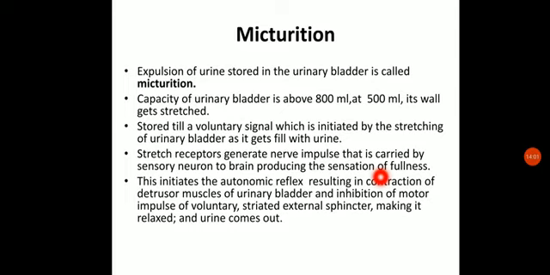We have seen the different types of muscles in the urinary bladder. The detrusor muscles are the muscles particularly responsible for its contraction. So there will be contraction of the detrusor muscles of the urinary bladder and inhibition of motor impulse of the voluntary muscles, the striated external sphincter. Due to this, the external sphincter will get relaxed and the urine can come out. This is under regulation of the autonomic reflex, again a part of the parasympathetic nervous system. So when the person feels the urge to remove the urine, the external sphincter, being voluntary in nature, will open up and relax, and hence the urine will come out. That process is called micturition.